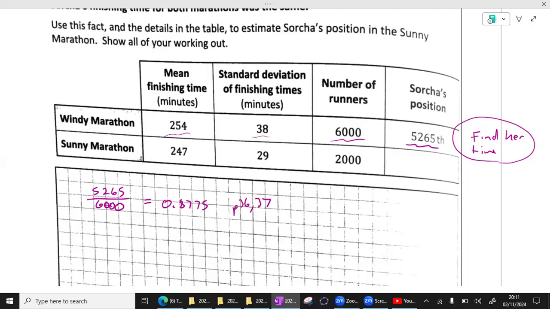So let's see if we can find the corresponding z-score for that decimal. Within the table on page 36, 37, I'm looking for 0.8775 or the closest I can get. So 0.8770, 0.8790. Okay, so I'm going to go with the z-score of the one that's closest, really, which is the 1.16.